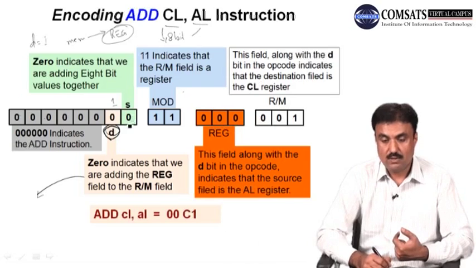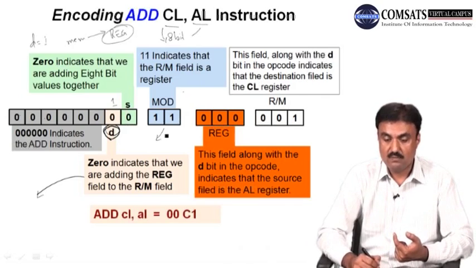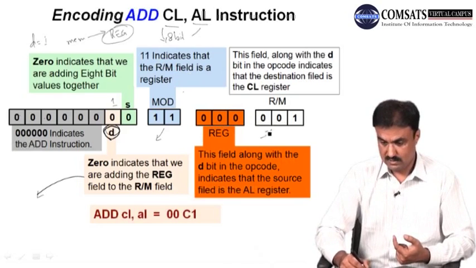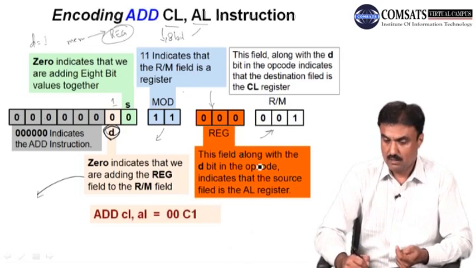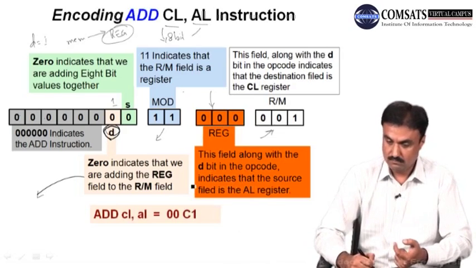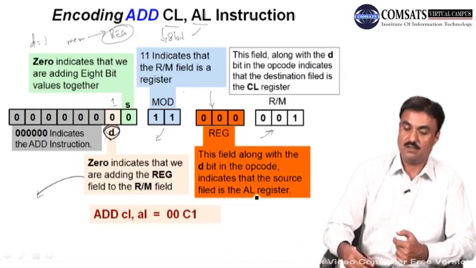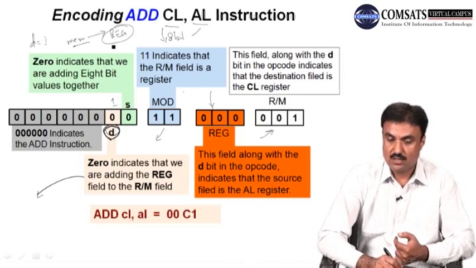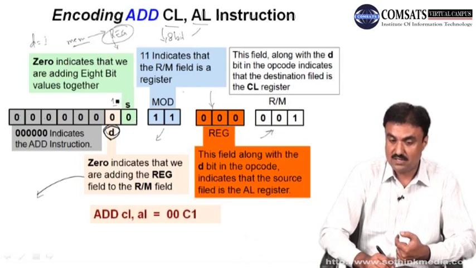However, here this 0 indicates that we are using 8-bit values, 8-bit registers. This mode should be 1-1 because we are using the register addressing mode. So the 1-1 indicates that the RM field is a register, and the register field shows a register also. So this field, along with the D bit in the opcode, indicates the source or destination field for the AL register. If it is 1, then it shows the destination register as AL.